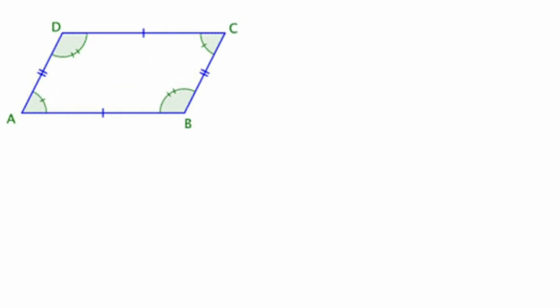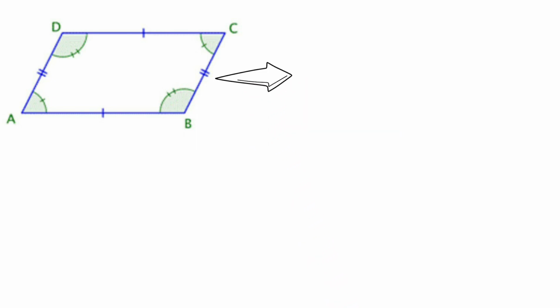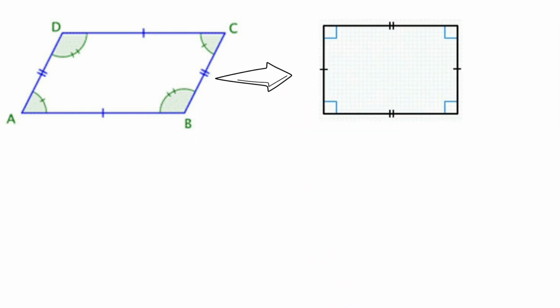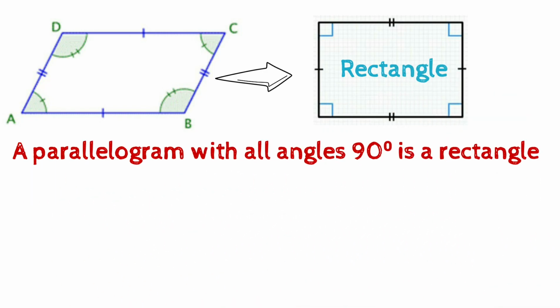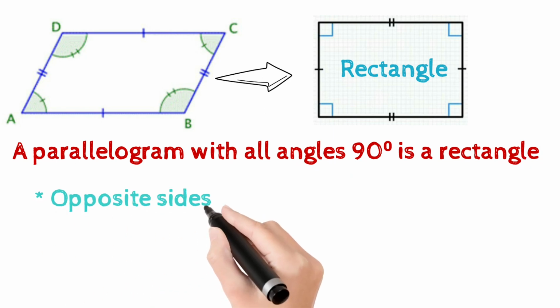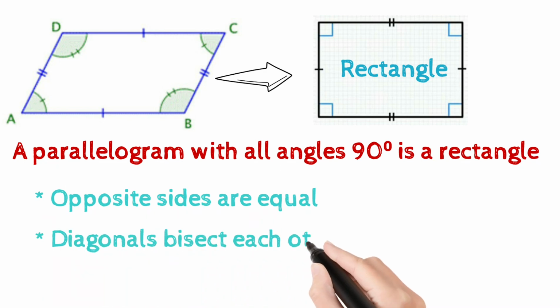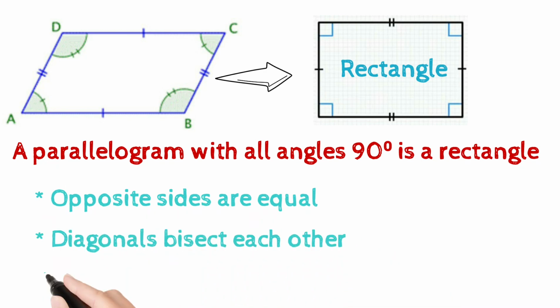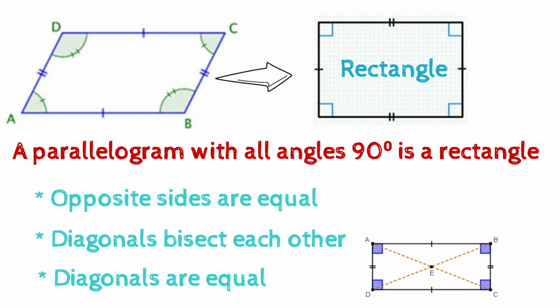Now let us consider a parallelogram, and we will modify this with respect to its angles. And we get another figure which we call a rectangle. So students, what is a rectangle? It is actually a parallelogram with all angles of 90 degrees. If we talk about the properties, the opposite sides of this rectangle are equal. Diagonals bisect each other. But what you need to see here is that the diagonals are of equal length.